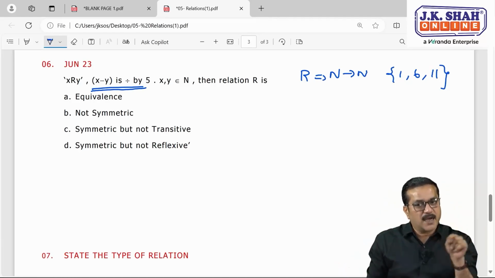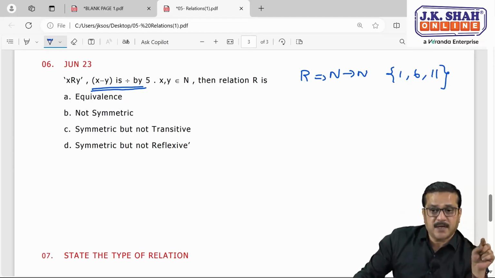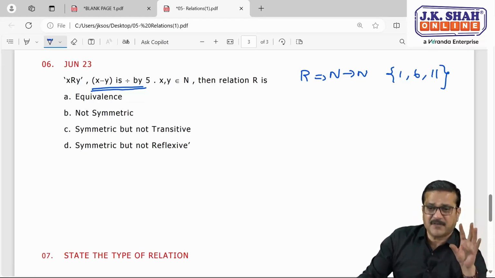So 1, 1 मेरे R में हो सकता है. All those x, y can be ordered pairs in R wherein the x minus y is divisible by 5. Can I repeat this perfect line? Perfect mincing of words.